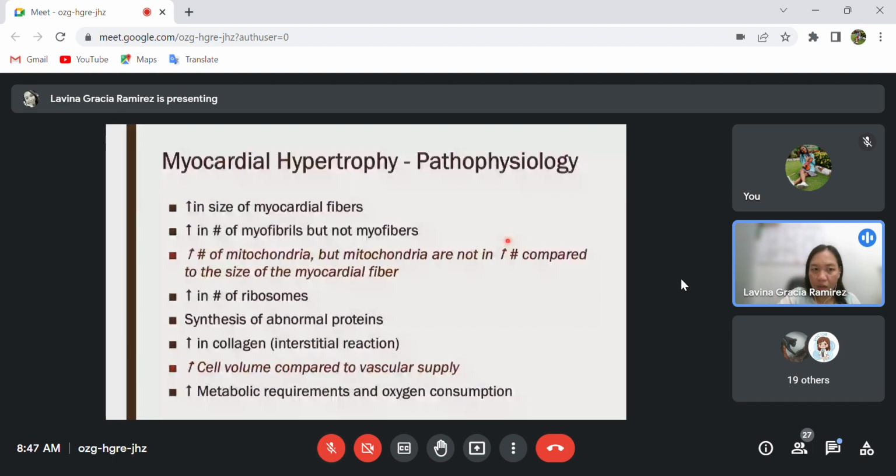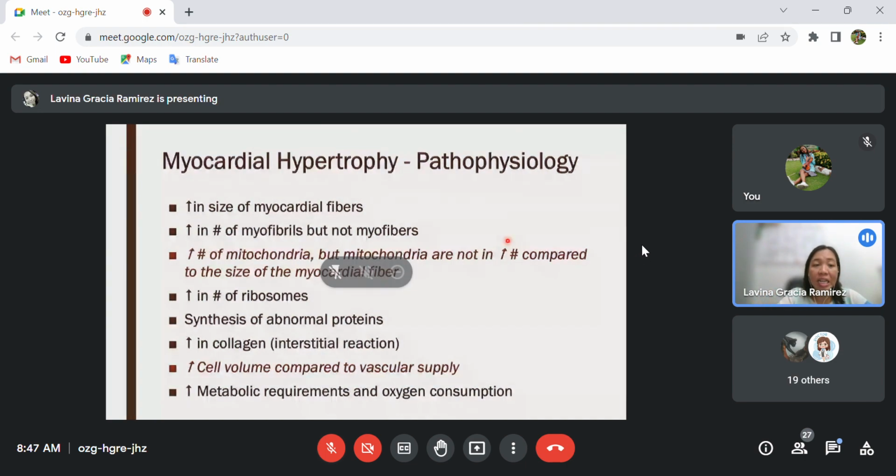So there is a chance that hindi siya parang anong tawag mo dito? Equal. Okay, so yung equality ay nagkukulang siya, no? Kasi sabi niya increased number of mitochondria, but mitochondria are not in the increased number compared to the size of the myocardial fiber. So nag-increase yung mitochondria natin but not enough, okay, for the size of the myocardial fiber.